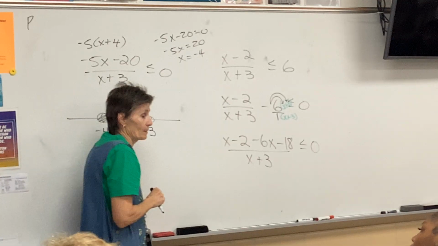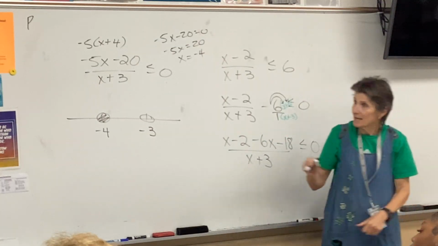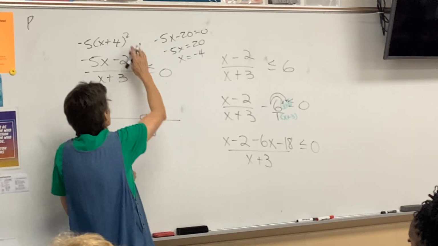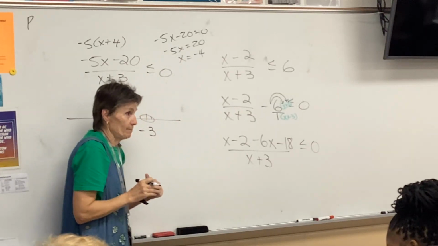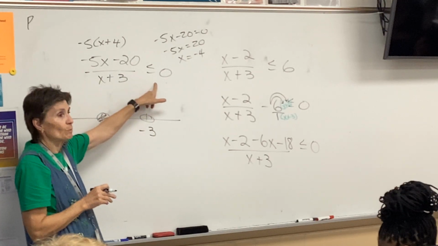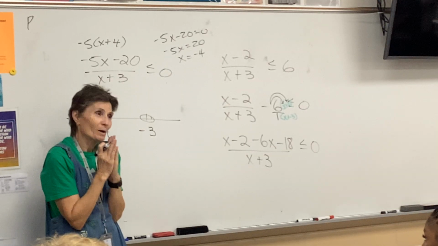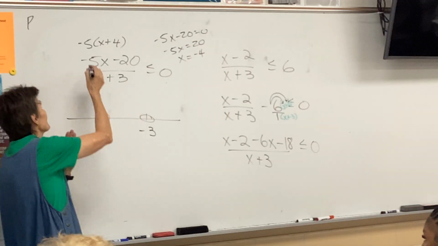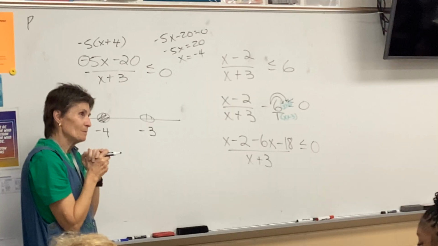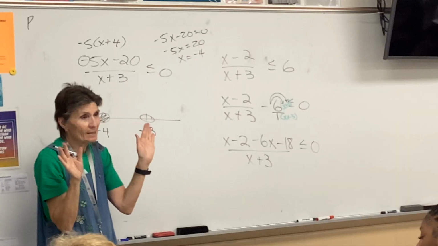Now, how many dots do you have? 2. Do you have anything like this going on? No. So you should be able to use your shortcut. And normally, a less than or equal to 0 would be shaded in between. But what do you notice about this problem? See that guy right there? What does he do? Flips it. So instead of shading inside, you're going to shade outside.